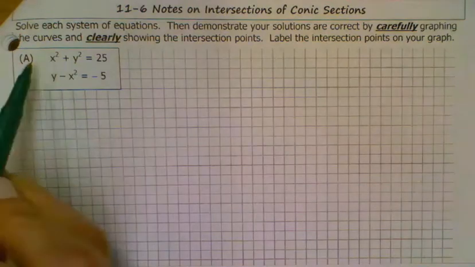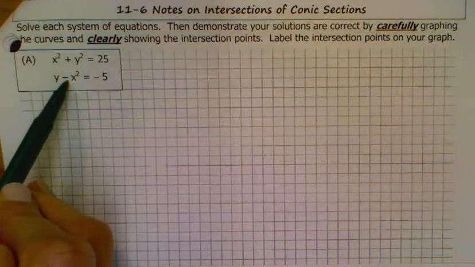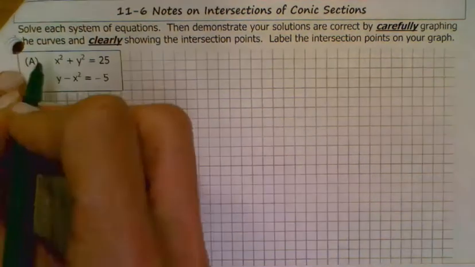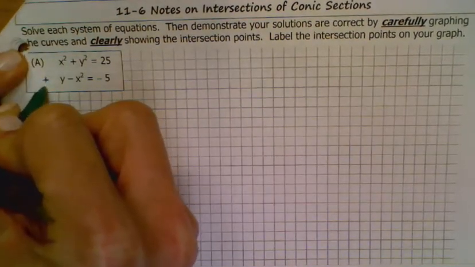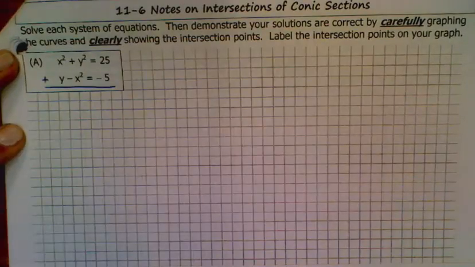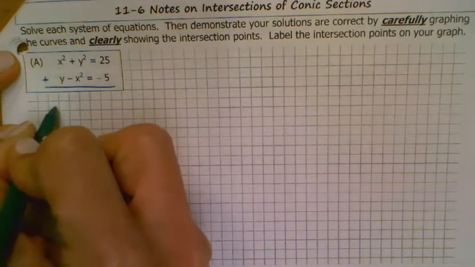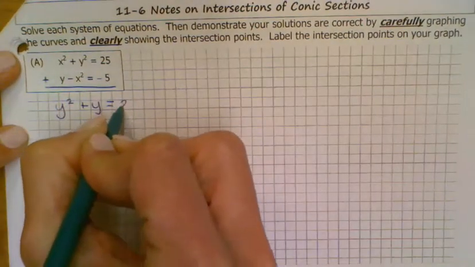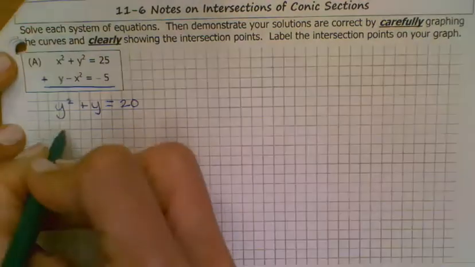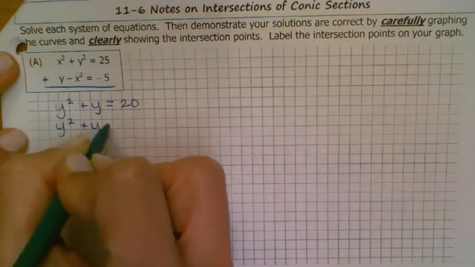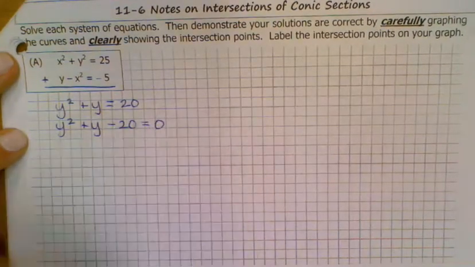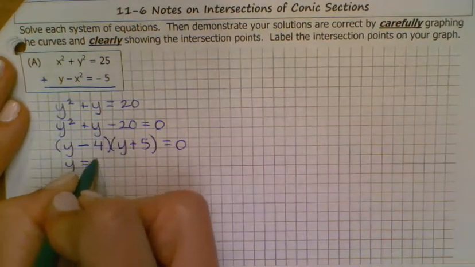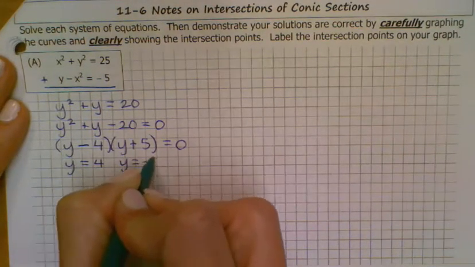So in this case, I'm looking at x squared and negative x squared. If I add these two equations together, I will have eliminated my x squareds. So I'm going to go ahead and do that. So I'm going to add them together. So then I'm going to end up with y squared plus y on this side equals 20. Okay, so then I can write it as y squared plus y minus 20 equals 0, and then factor. Once we've factored, then we can say, okay, y is either positive 4 or negative 5.